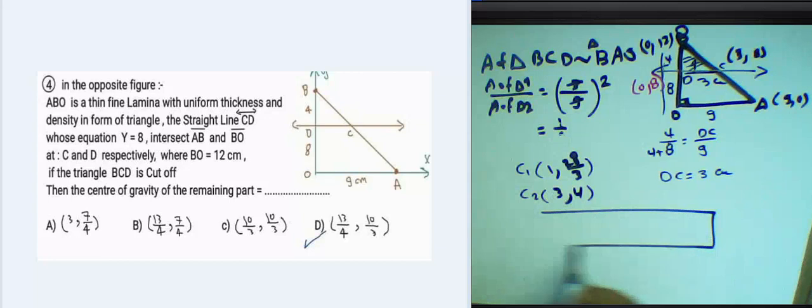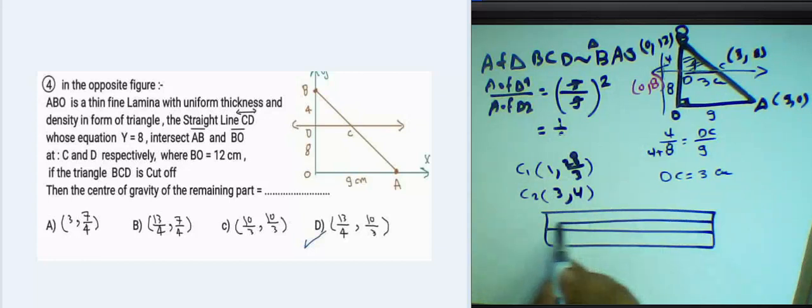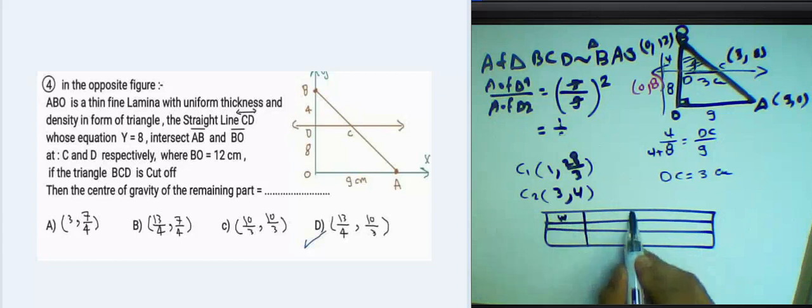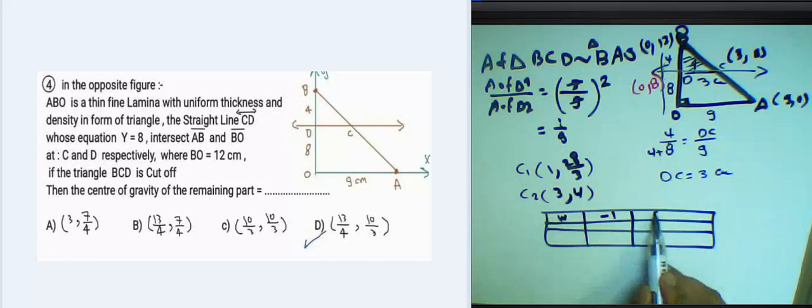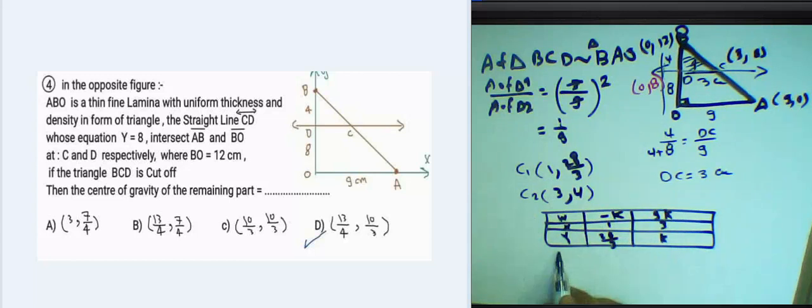And then draw the table here comparing the weights. We can cancel the ratio 1 and 9, it will be negative 1 and 9, multiplied by k and k, because the mass is proportional to the area. Okay, and x and y here: it will be 1 and 28 over 3 for the first, and 3 and 4 for the second. And we can find x: 1 times negative k, it will be negative k, plus 3 times 9 equals 27, over the sum of them, 9k plus negative k equals 8k.